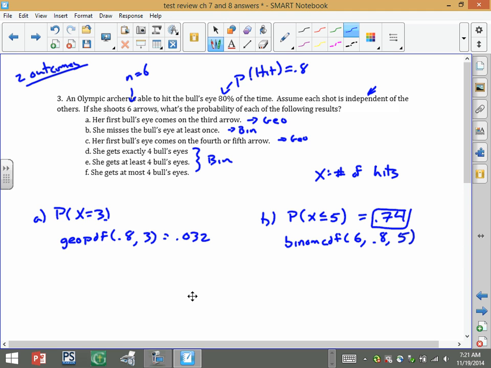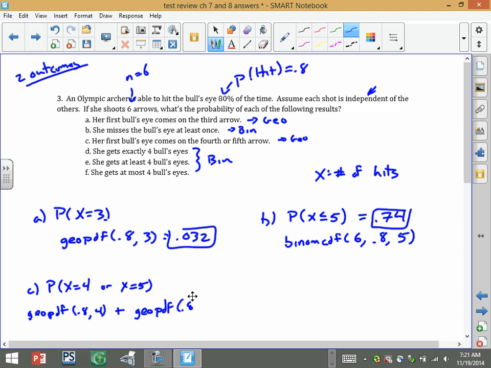For part C, our first bullseye comes on the 4th or 5th arrow, so probability x equals 4 or x equals 5. So this one's a little bit tricky. You're going to have to do geo PDF 0.8, 4, plus the geometric particular value at 5 as well. So you have to actually do that twice. A lot of work involved. But 0.0077. She's a pretty good shooter, so it's not very likely it takes her that long to hit the bullseye.